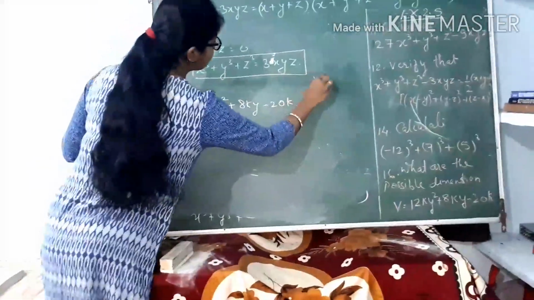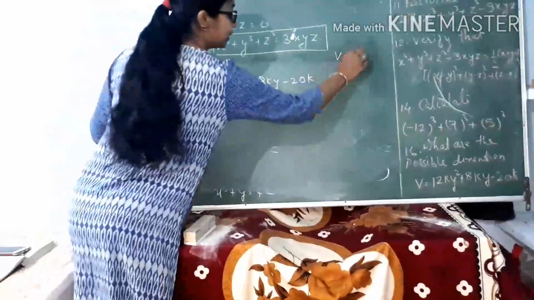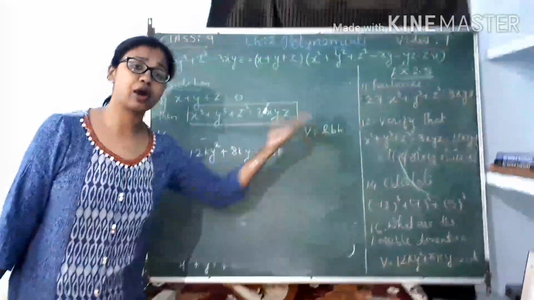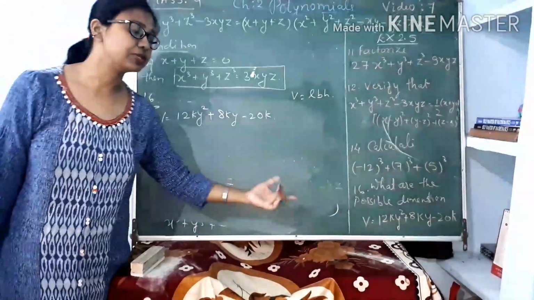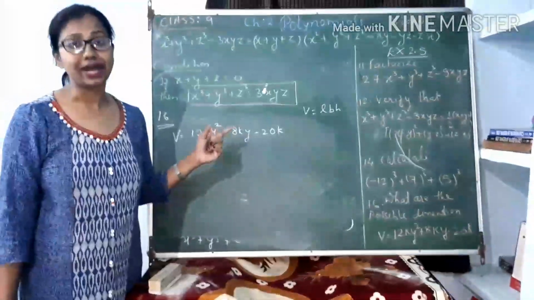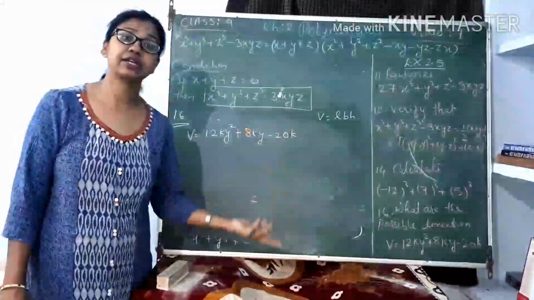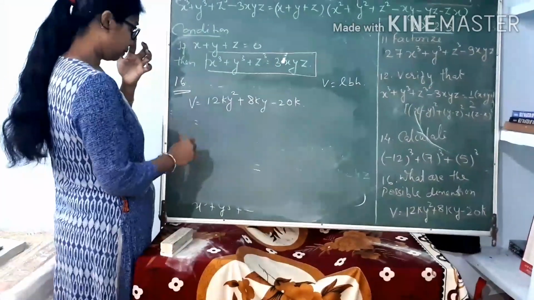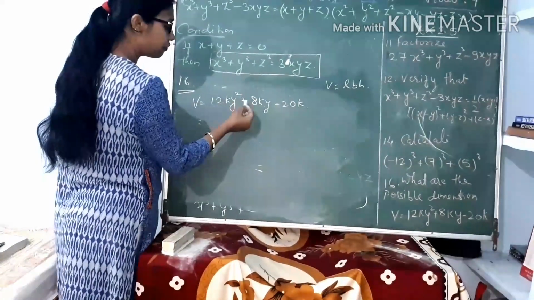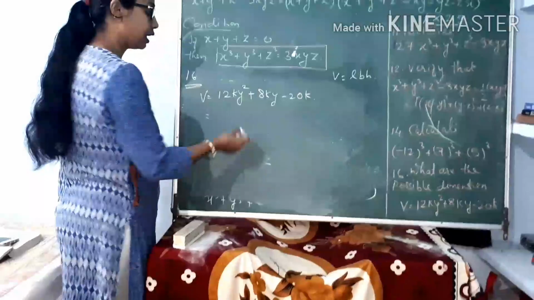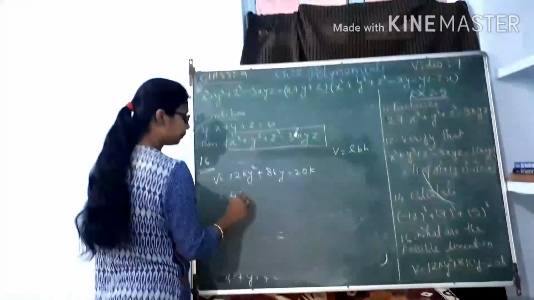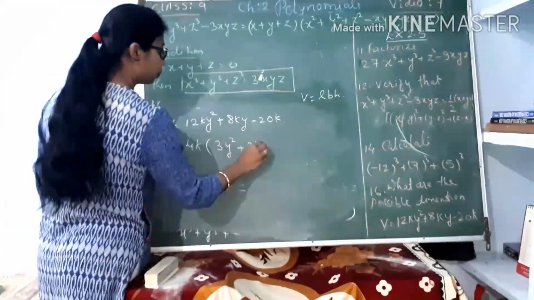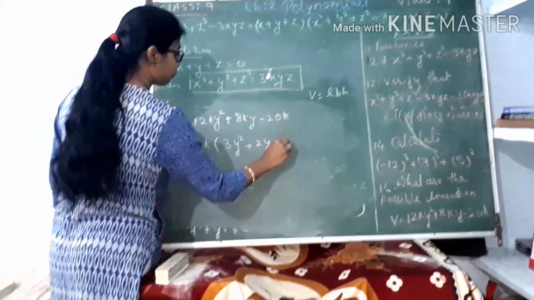Here, what is the volume of a cuboid? It is length into breadth into height. So we have nothing to do with the formula of the cuboid. The simple meaning of this question is to factorize this. If you factorize, you will get three terms. One represents the length, the other the breadth and the third the height. Can you take anything common from the first, second and third terms? Yes, you can take 4k. So here you will get 3y square plus 2y minus 5.